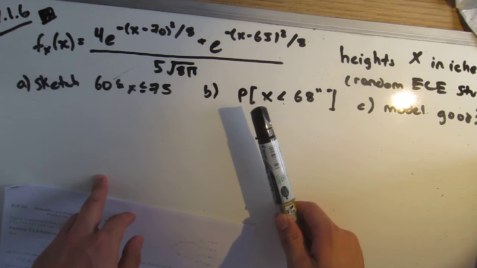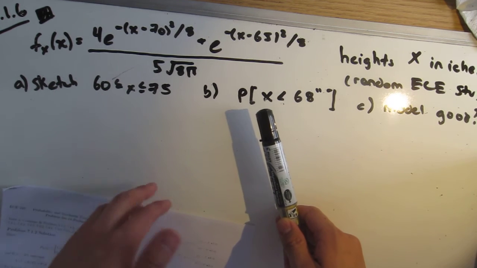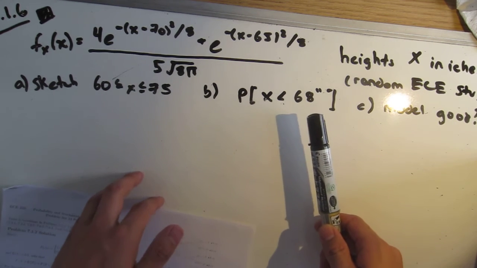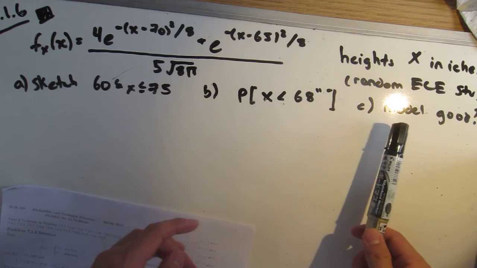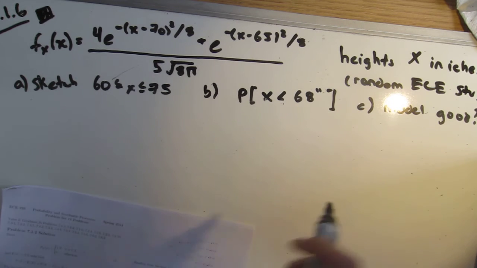Find the probability that an engineering student, a random one, is less than 68 inches, or 5 feet 8 inches, and then explain why this model is a good or bad model.